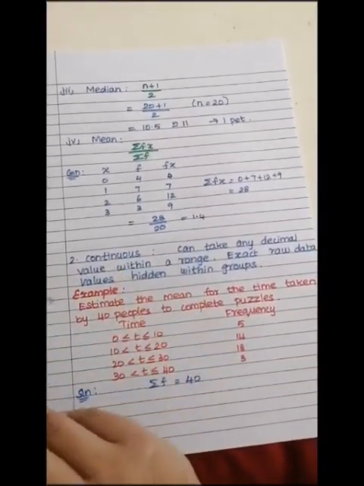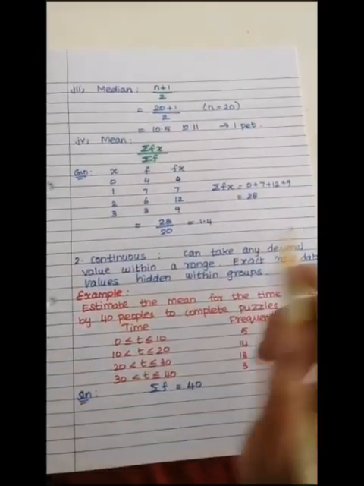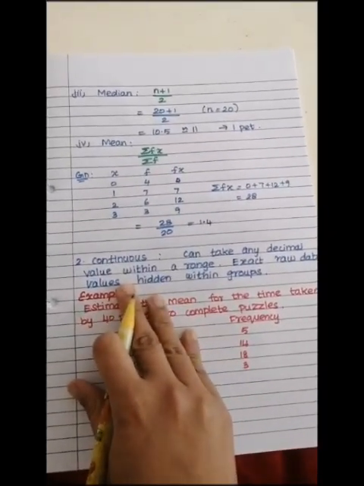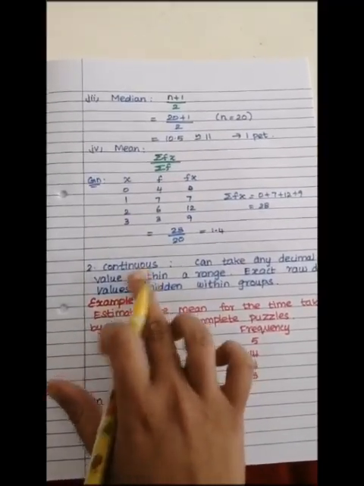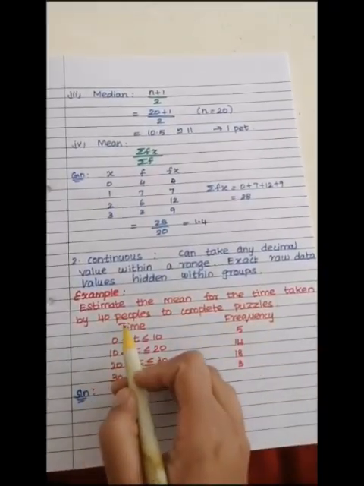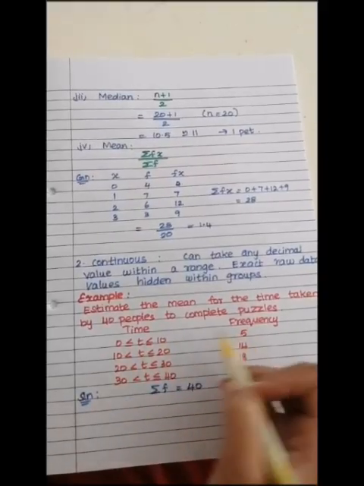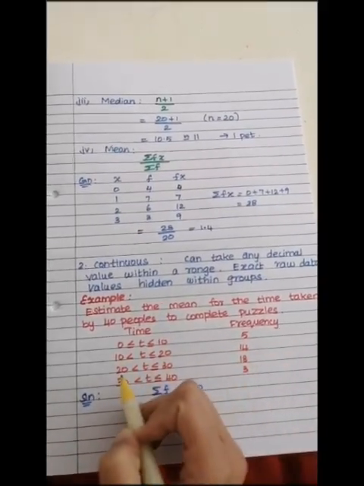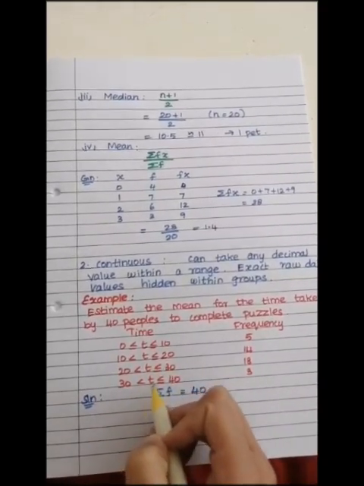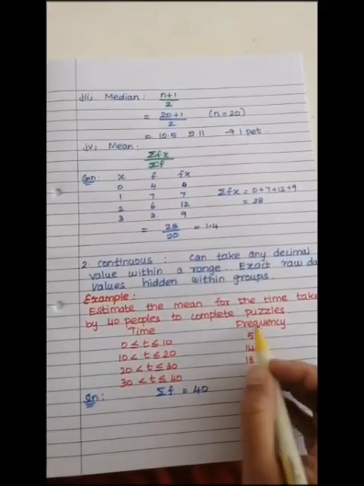Next, the continuous value. Continuous in a frequency table means it can take any decimal value within the range. Exact raw values are hidden within the group. That is called a continuous group. For example, estimate the mean for the time taken by 40 people to complete a puzzle. Here time is 0 to 10, 5 frequency; 10 to 20, 14 frequency; 20 less than t less than or equal to 30 is 18; and 30 less than t less than or equal to 40 is 3. The total frequency is 40.